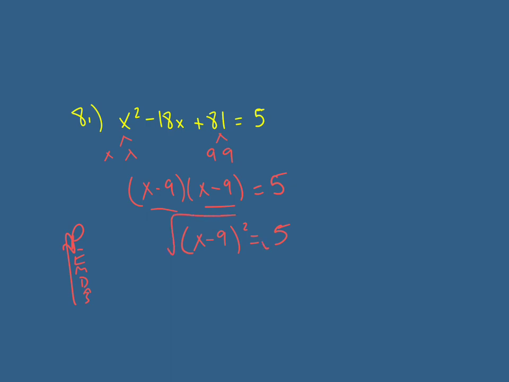I have to square root both sides. I end up with x minus 9 equals plus or minus radical 5. It just stays radical 5 since 5 is not perfect. Now I'm going to add 9 to both sides. I get x equals 9 plus or minus radical 5. And that's it for 8.